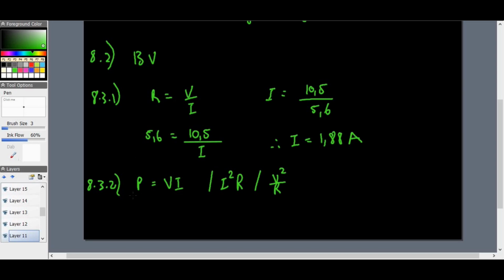Let's go ahead with this one. That's going to equal the voltage, which was 10.5, multiplied by 1.88, and that's going to equal 19.74 watts. Power is always measured in watts. I think power was discussed last year in grade 11. I can confirm that in my grade 11 textbook. Maybe not in the greatest of detail, but it is discussed.